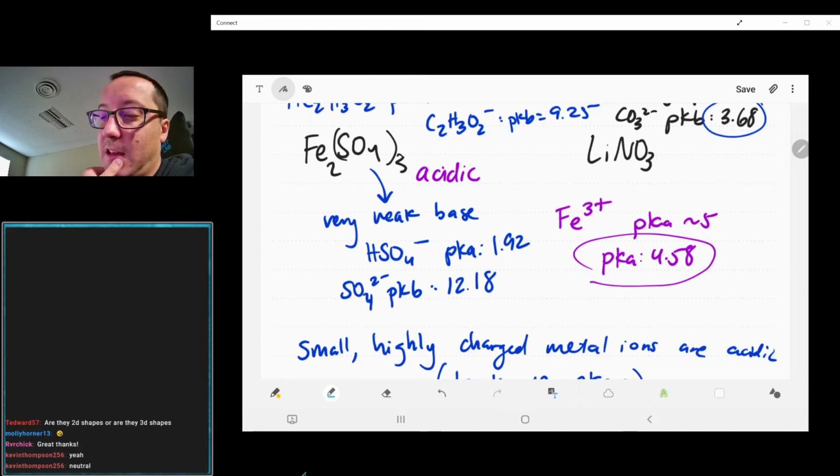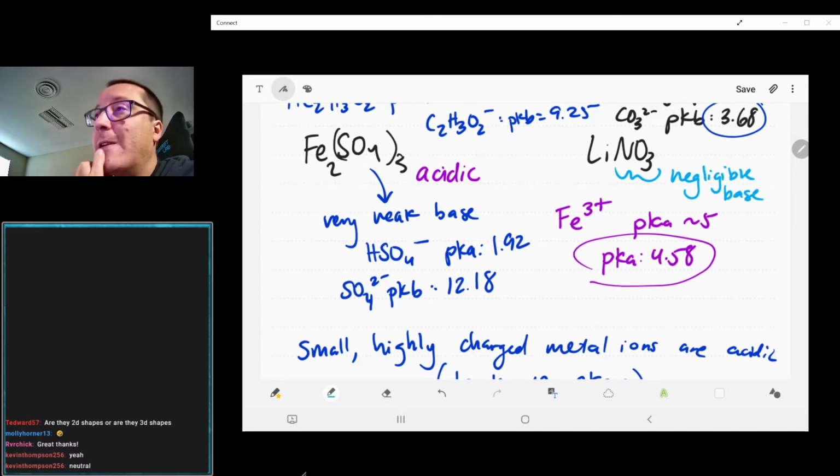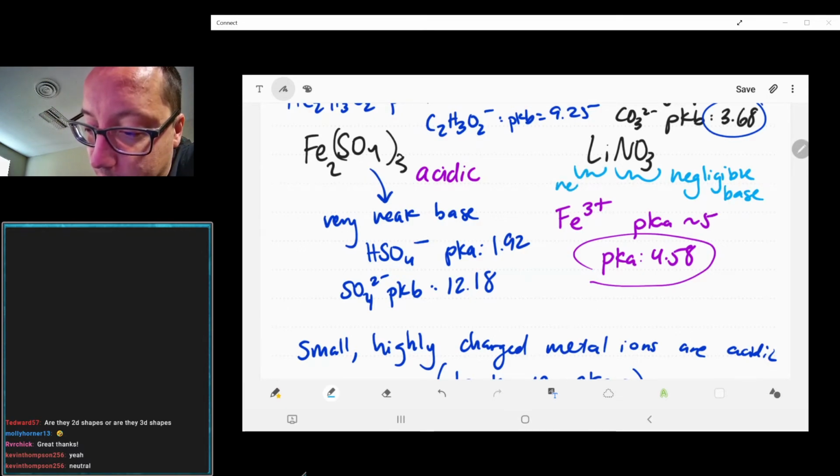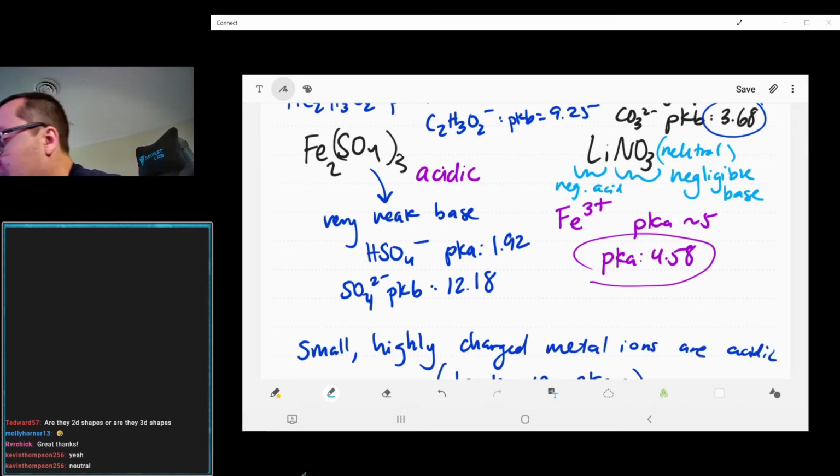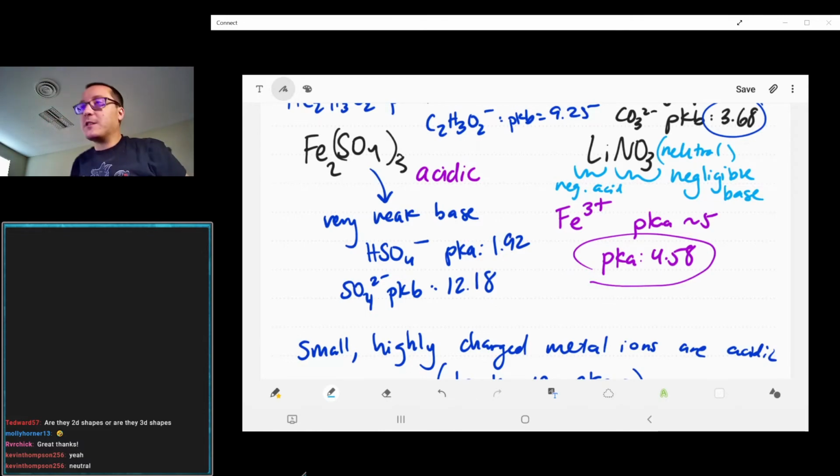All right, the last one we have here is the nitrate ion, which is negligible. It is not really a base because nitric acid is strong, so it's a negligible base. Lithium is a negligible acid. So as a result, this should just be neutral for this particular compound. Just plain old salt. Like sodium chloride is neutral as well because it's made of a negligible base and a large, singly positive metal ion.